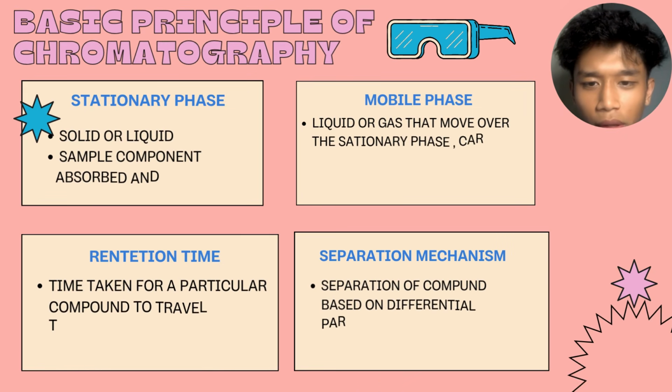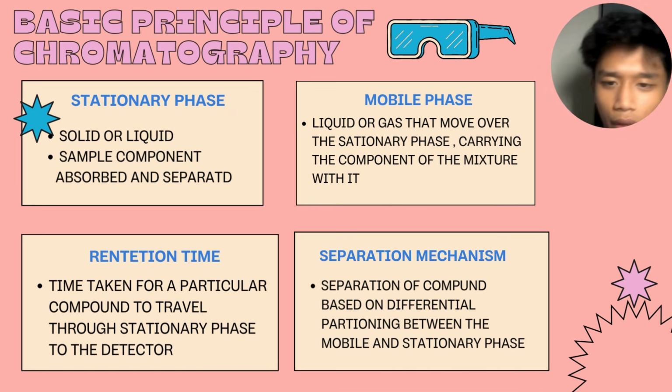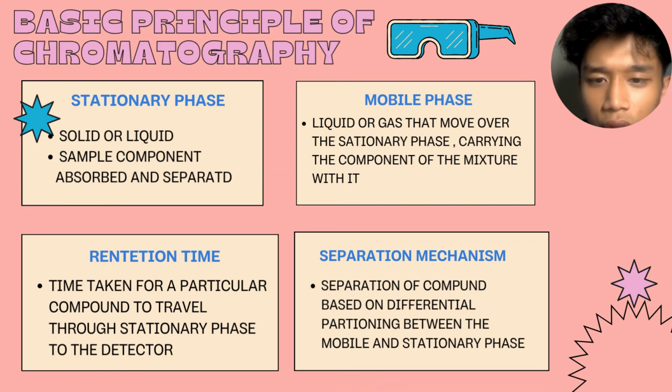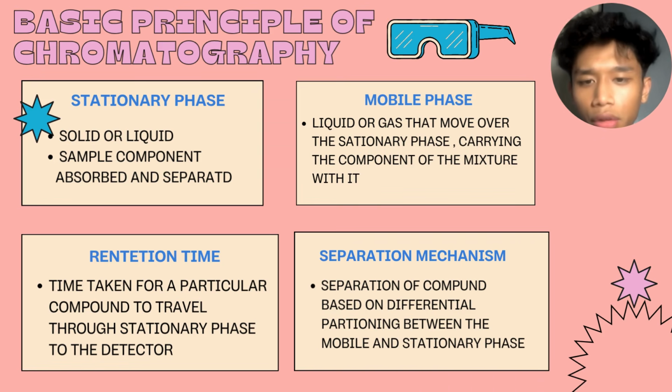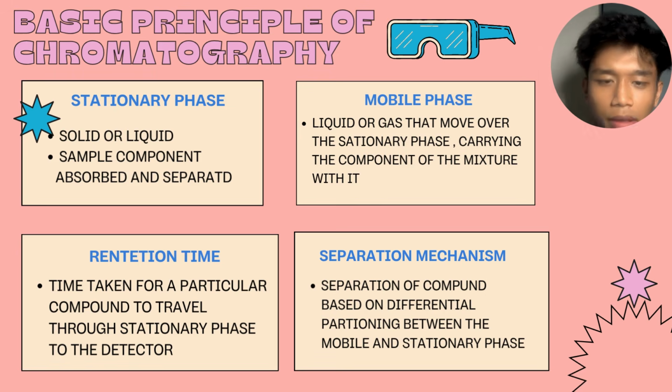So today I'll be talking about the basic principles of chromatography. There are 4 basics. The first one is the stationary phase. It may exist in a solid or liquid form. It is where the sample components are absorbed and separated.